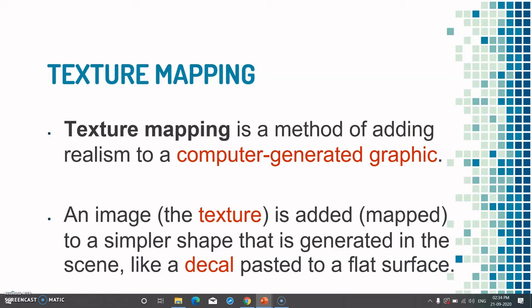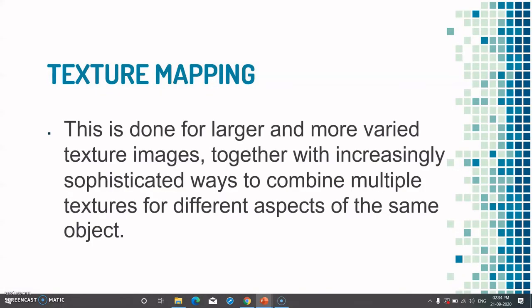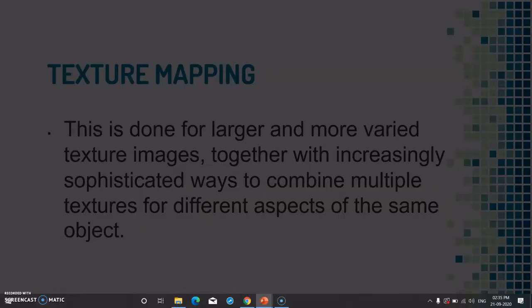As an example, a sphere may be generated and a face texture is mapped onto it to remove the need for processing the shape of the nose and eyes. Okay, let's see more into that. This is done for larger and more varied texture images, together with increasingly sophisticated ways to combine multiple textures for different aspects of the same objects. We'll have multiple textures, but on the same object, each for a different aspect of it.